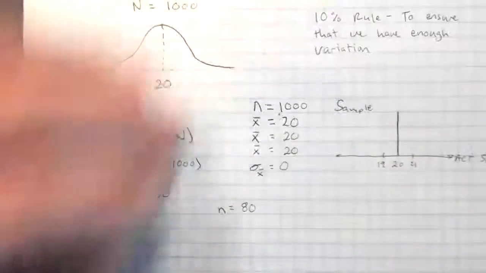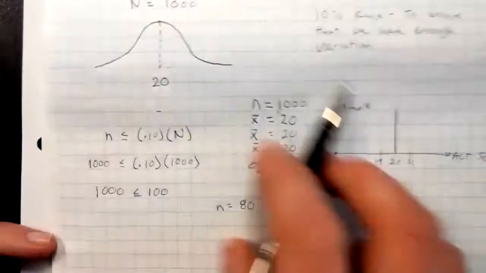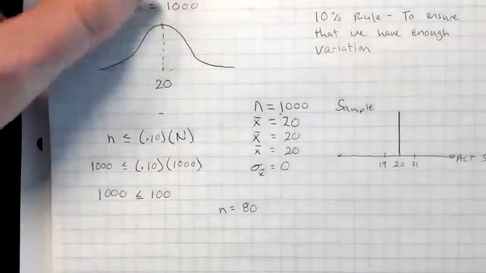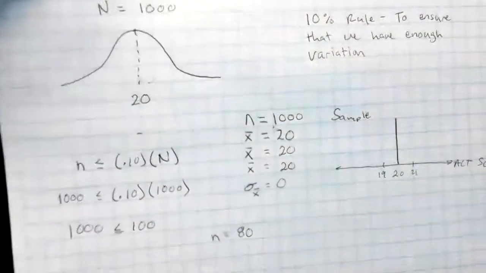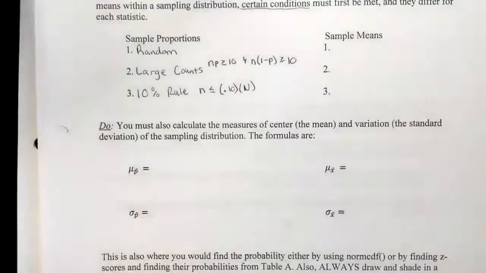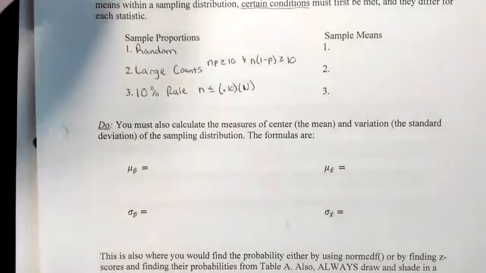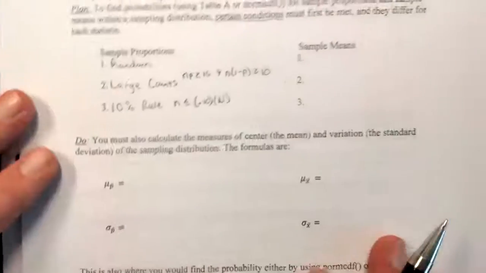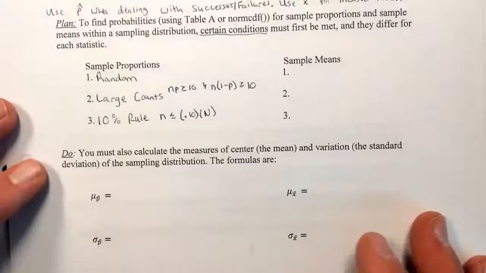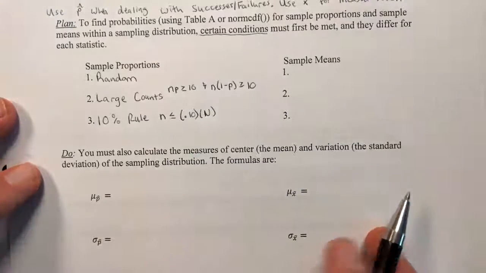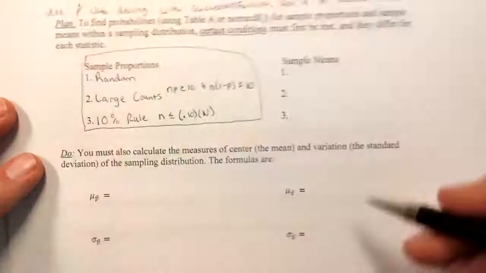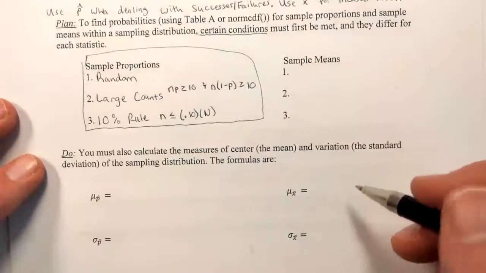Okay, I'm gonna go back to our notes then. Any other questions regarding this thing? All right. 10% rule, so just check it. Probably the hardest one to really get a good grip on and understand why. But that's it. Those are the three conditions for sample proportion. All those go together with p hats.